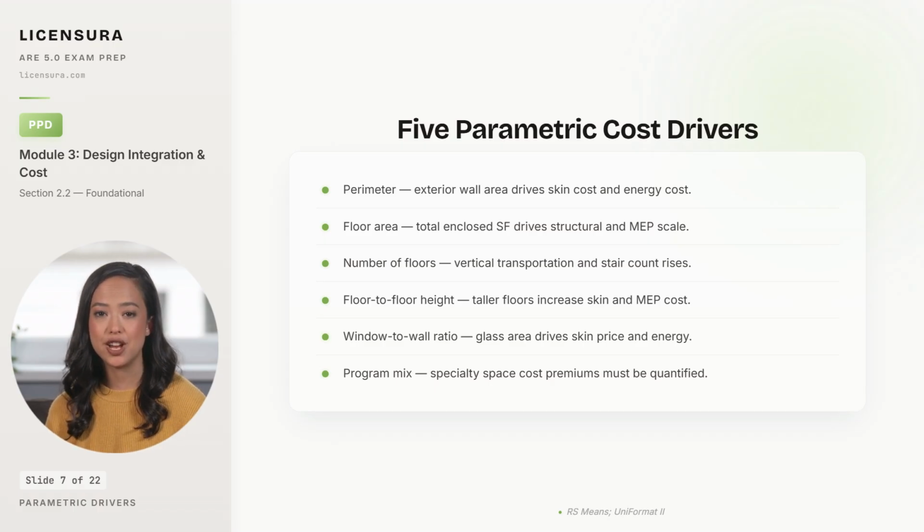Perimeter, the exterior wall area, drives the skin cost and the operating energy cost because more perimeter means more cladding, more flashing, more thermal bridging, and more heat loss. Floor area is the obvious one. Total enclosed square footage drives structural quantities and MEP system sizing. Number of floors drives vertical transportation cost because each additional floor adds elevator capacity and stair count, often disproportionately to area.